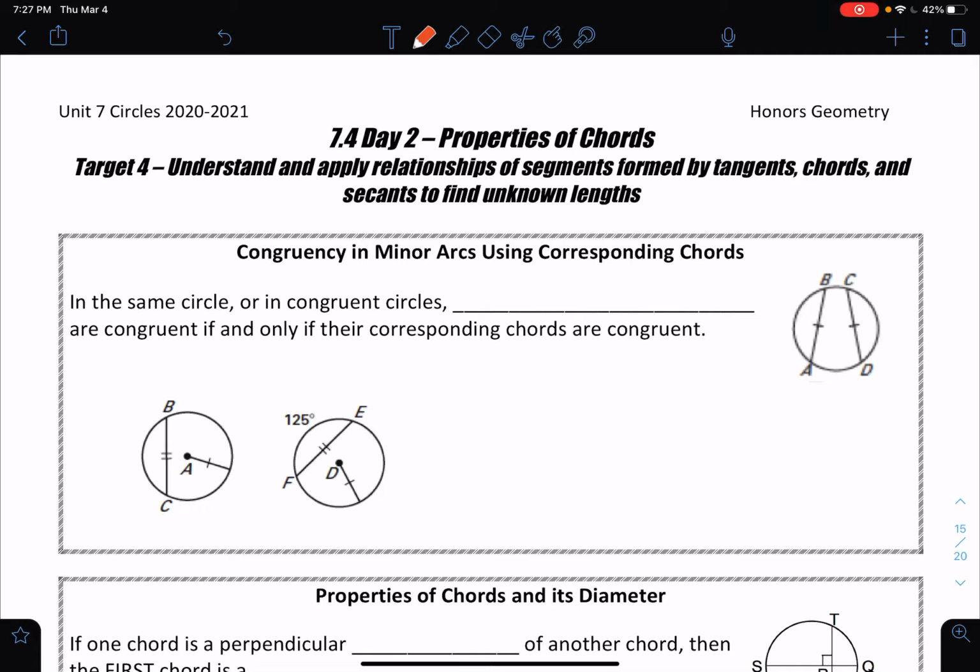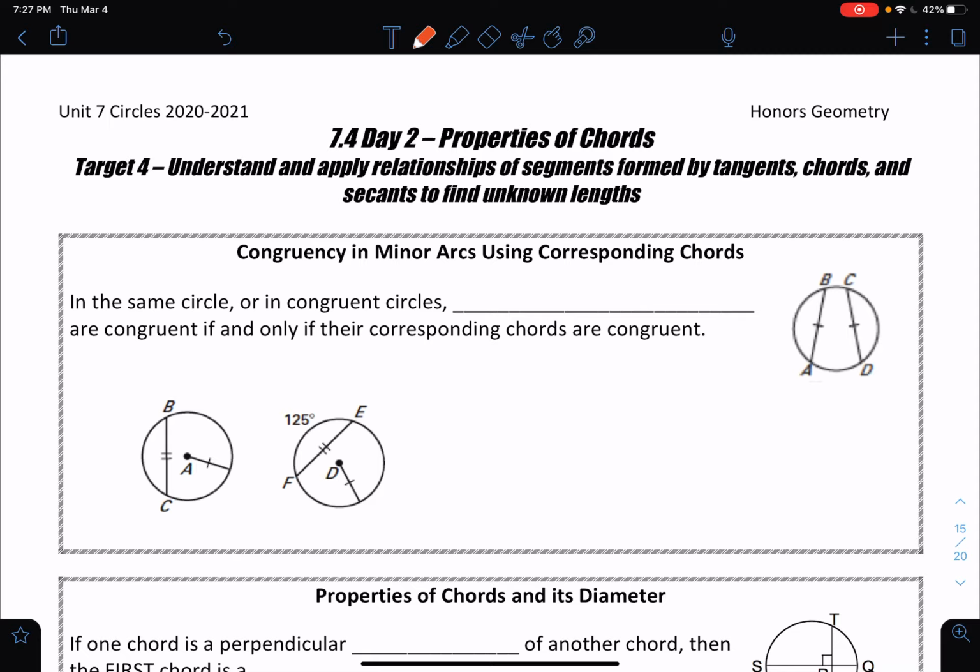Hello everybody, in this video we're going to be dealing with segments inside the circle. So we're going to be looking at what's going on with all these relationships with chords. If you remember, a chord is a segment whose endpoints are on the circle.